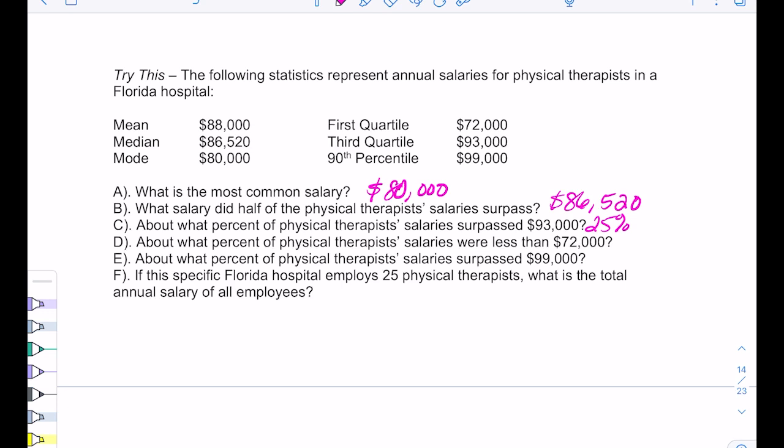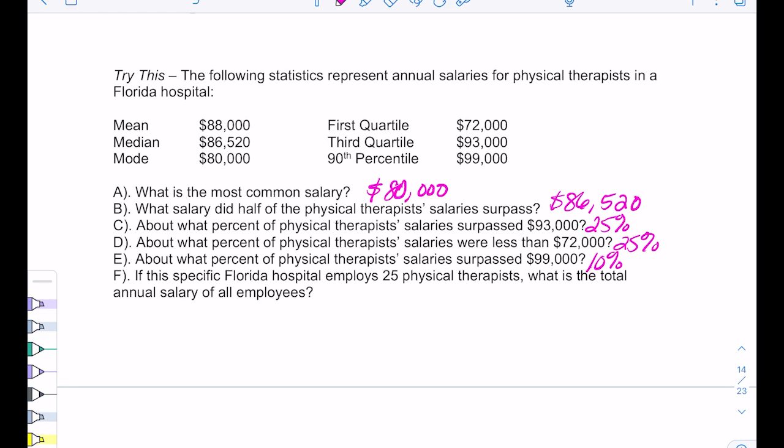About what percent of physical therapist salaries were less than 72,000? So 72,000 is the first quartile. And remember, the first quartile is the 25th percentile. So also 25% of physical therapist salaries were less than 72,000. About what percent of physical therapist salaries surpassed 99,000? So 99,000 is at the 90th percentile. So what percentage is more than that? 100 minus 90, which is 10%.